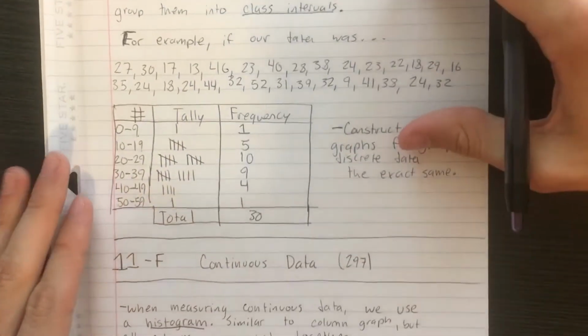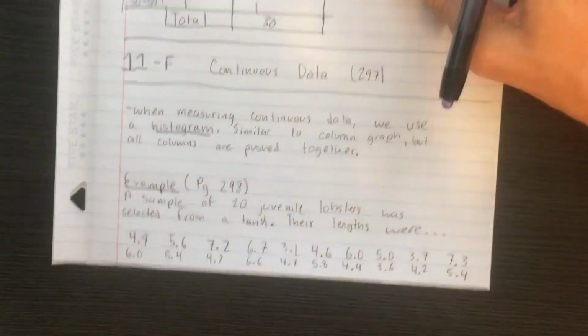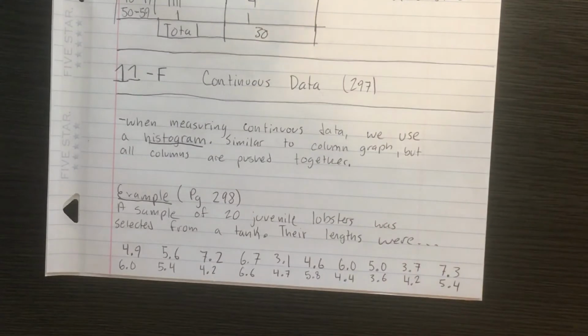And so moving on to continuous data here. As a reminder, continuous data are things that can be measured but not necessarily counted, such as time or weight or distance. All of those things can be measured, but they can't necessarily be counted like 1, 2, 3, 4. And so whenever we're measuring continuous data, we're going to use what's called a histogram.